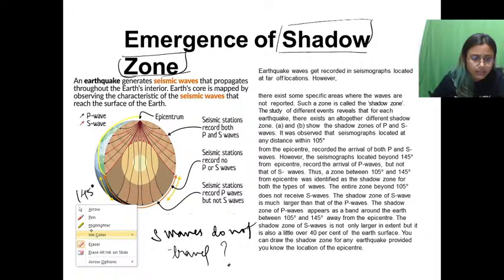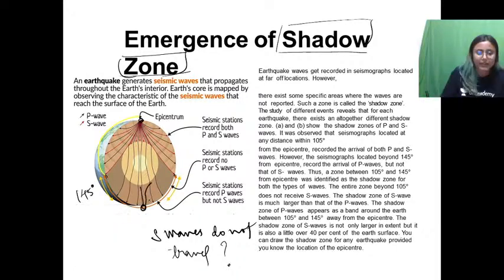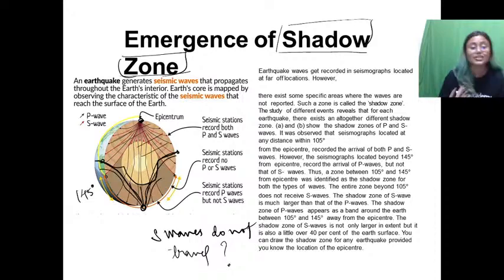So then the S waves will travel through this region. The S waves will move from this region, and after a point when it reaches the 145 degree angle here, it will not travel any further, right? So its shadow zone will change. Correct. So is that clear? On the basis of the epicenter, we can find shadow zones.